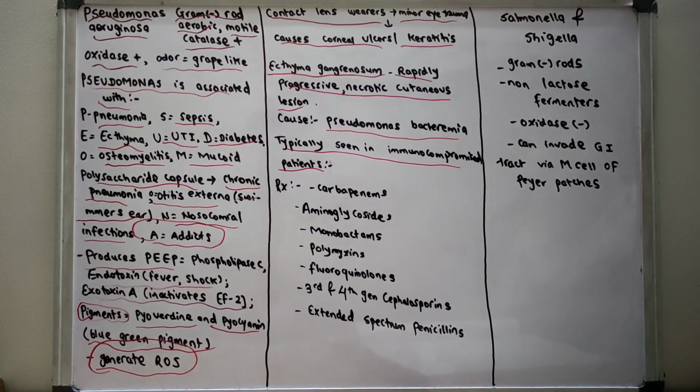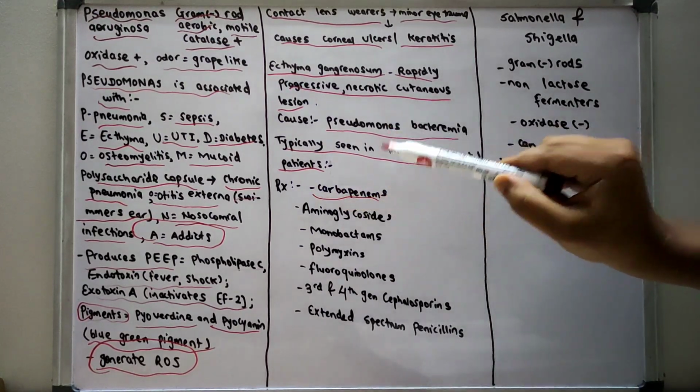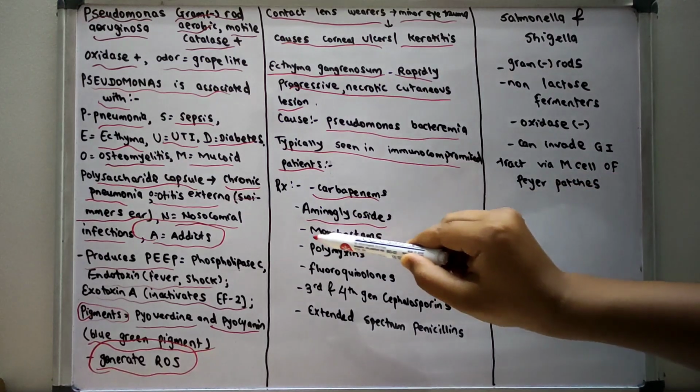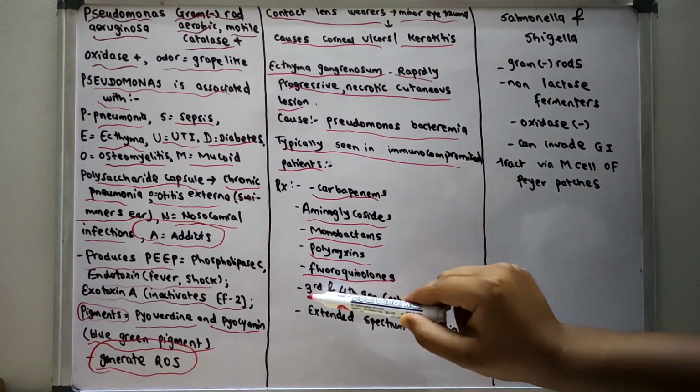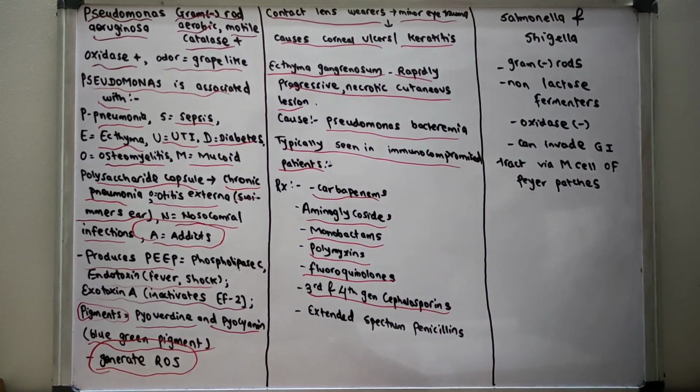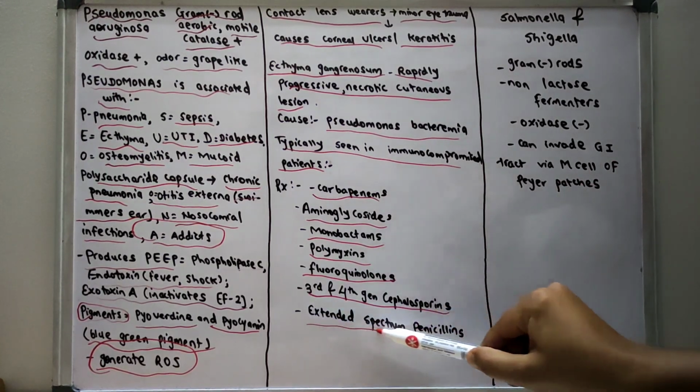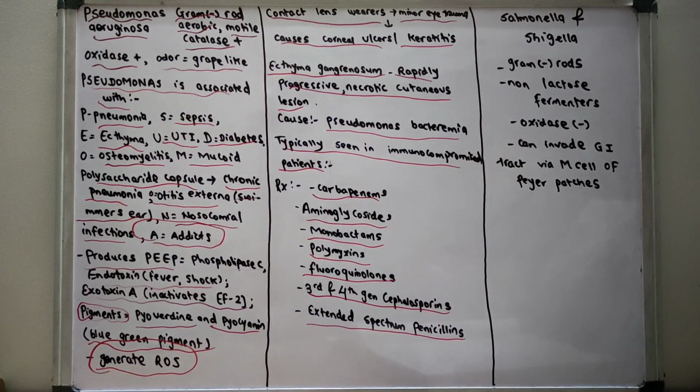Now the treatment of Pseudomonas aeruginosa. The treatment is done with carbapenems, aminoglycosides, monobactams, polymyxins, fluoroquinolones, and third and fourth generation cephalosporins. The third and fourth generation cephalosporins include ceftazidime and cefepime, and also extended spectrum penicillin. So these are the drugs that are used for the treatment of Pseudomonas aeruginosa infection.